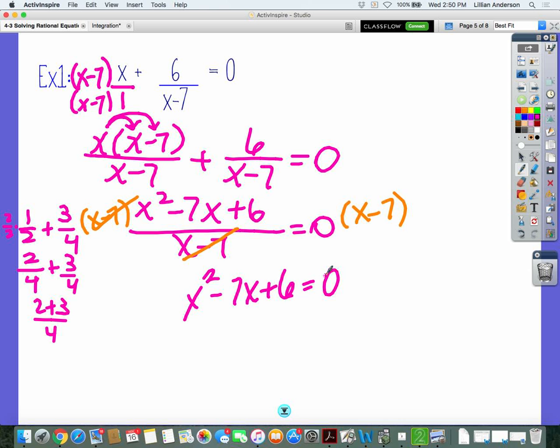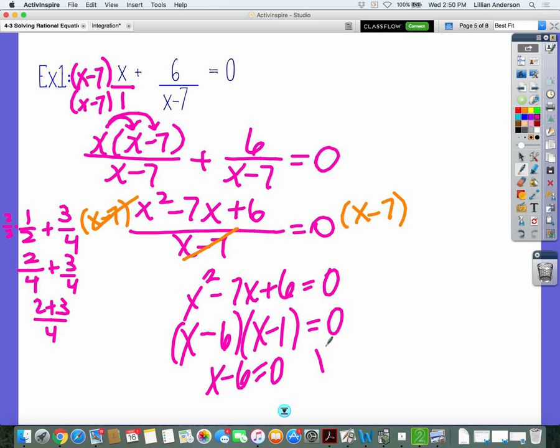How do I solve something like this? That's black magic. Well, you know, sometimes math is a little wonky, magical. But two numbers multiply to give you a positive 6, that add to give you a negative 7. Negative 6, negative 1. So after this point, we do what to these factors? And our solutions are 6 and 1.